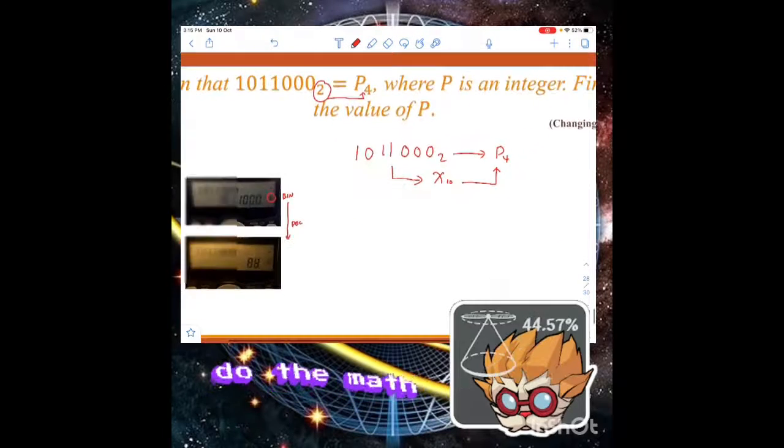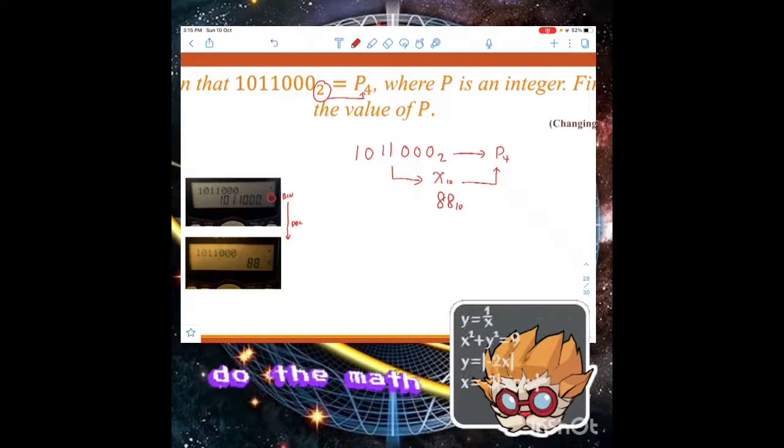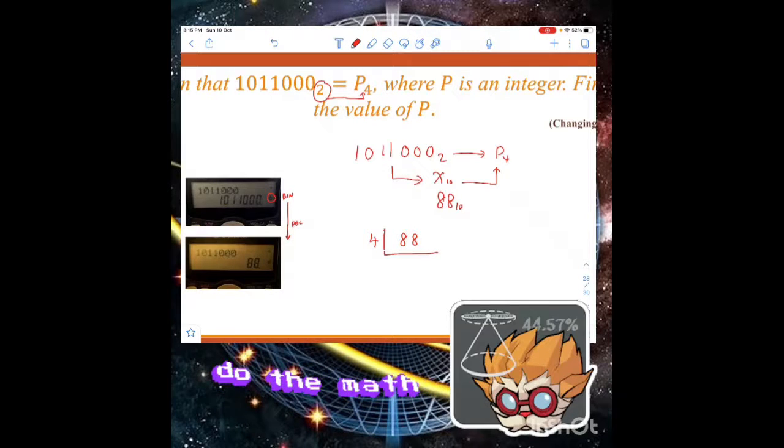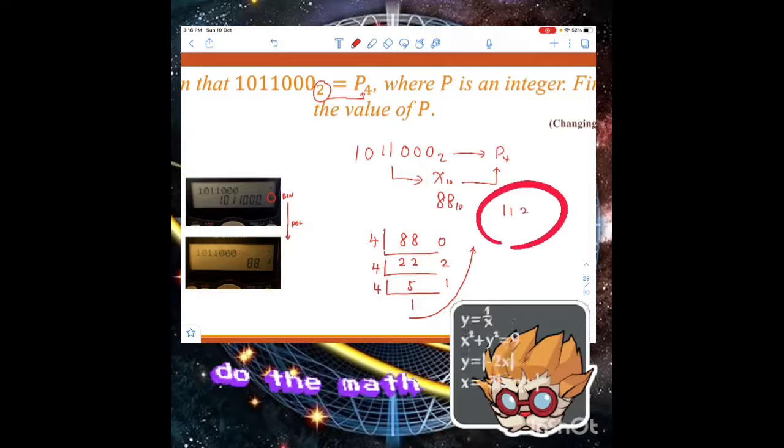So after we have converted 10110000 base 2 into a base 10 number, now it's easy for us to convert it into a base 4 number. The method that we're going to use is to divide by 4, because we want a base 4 number. So 4 divides into the number, and the remainder will be 0. Since 22 can be divided by 4 again, we divide again. 4 times 5 is 20, the remainder is 2. 5 still can be divided by 4, so we divide again. 5 divided by 4, 4 times 1 is 4, the remainder is 1. So we write it bottom up. So we're going to have 1120 base 4. That is how we convert 10110000 base 2 into a base 4 number.